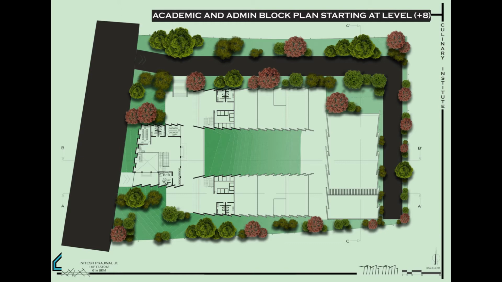Here, the admin block and academic blocks are placed at the same level, +8, where there is another entrance from the admin block which leads to the academic block, where there is a lobby and a faculty office. There is an entry to the admin block which leads to a waiting lounge and stairways to the library, and down stairways to the main entrance from the main road, reception desk, and clerk's office and waiting.